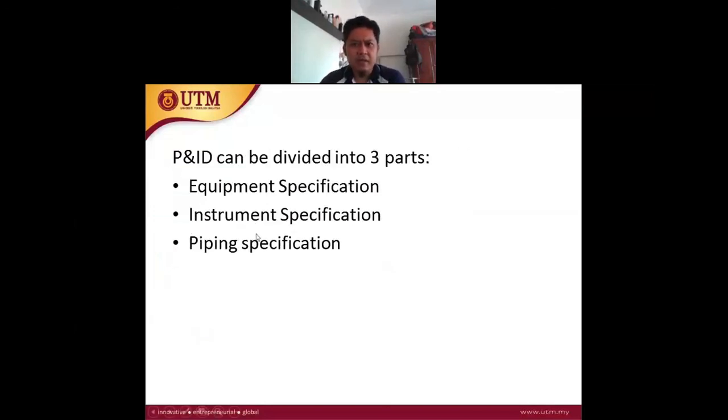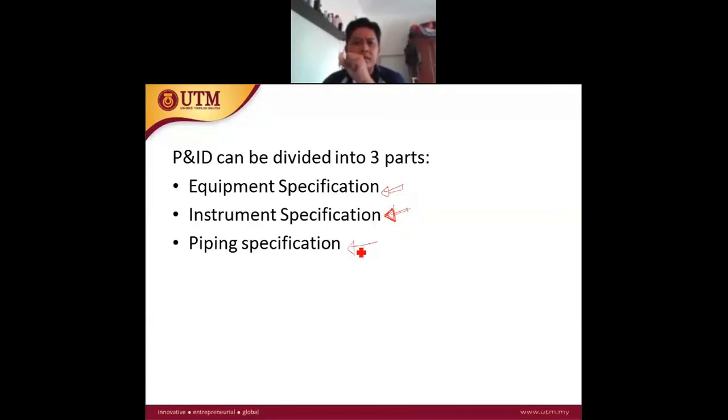So the P&ID can be divided into three parts: the equipment specification, instrument specification, and also piping specification. Okay, basically the equipment specification tells, for example, what is the purpose of the variable controlled by the equipment, and what is the equipment function. And also instrument, okay, there is a difference between equipment and instrument. Equipment is usually the electrical controller, but instrument can be a valve or a fitting. So this tells us the specification.